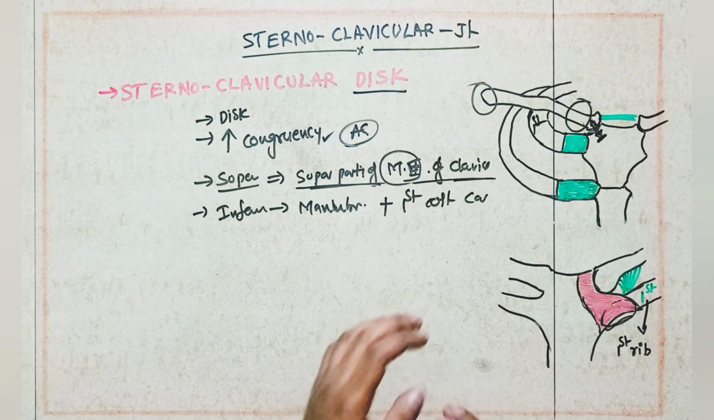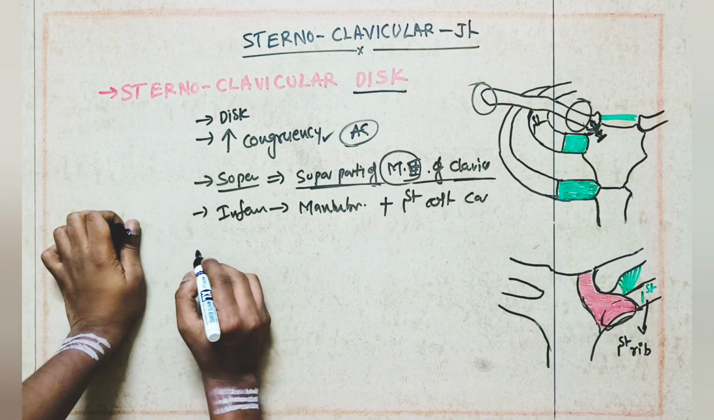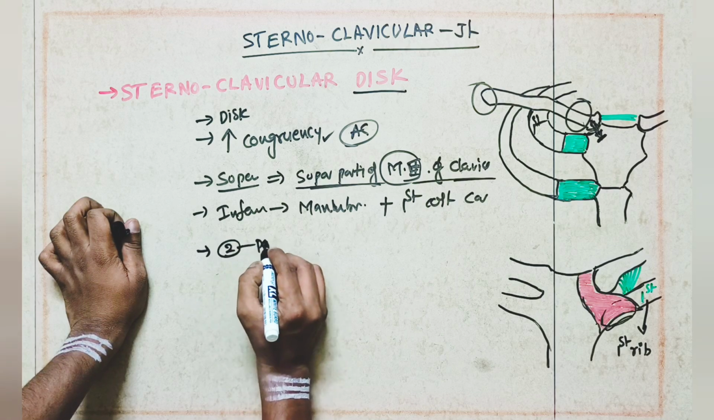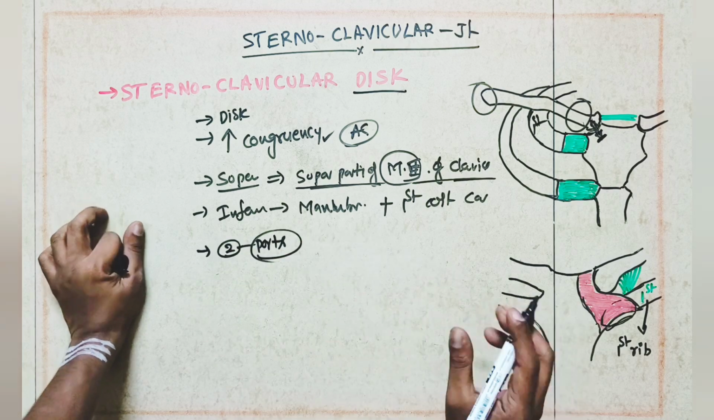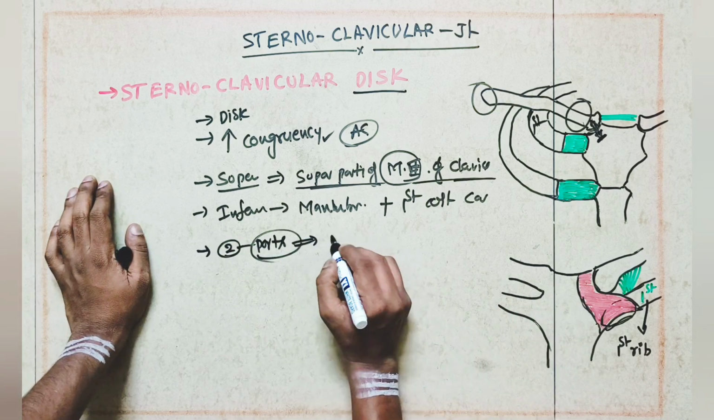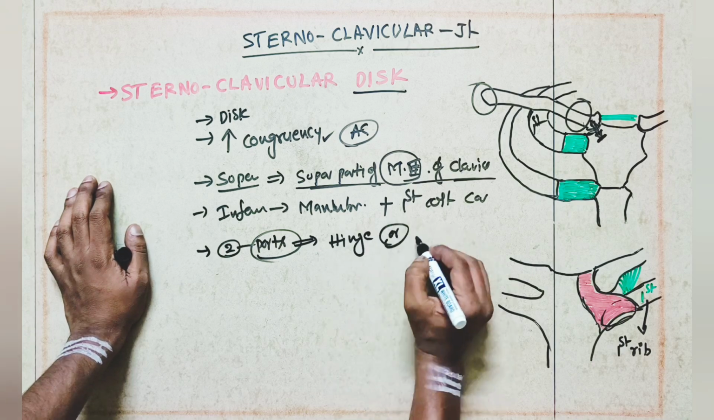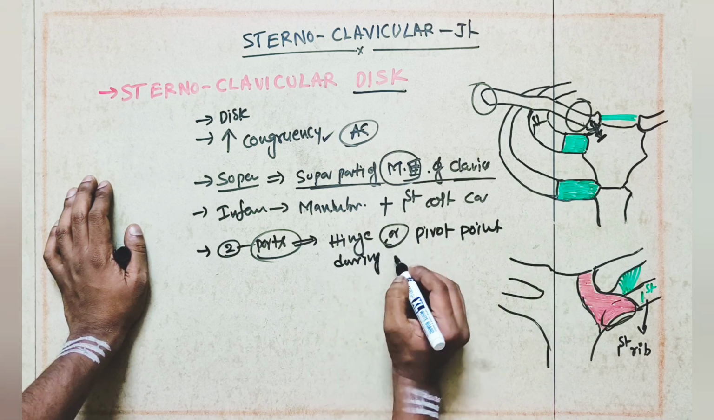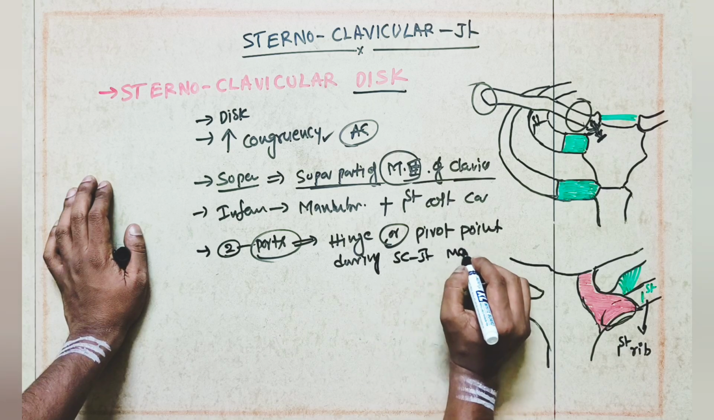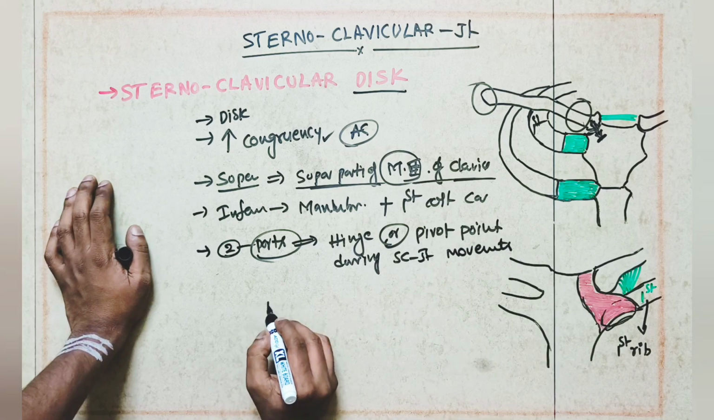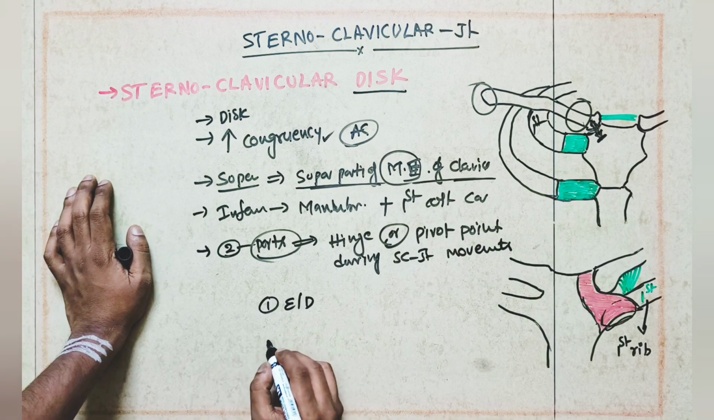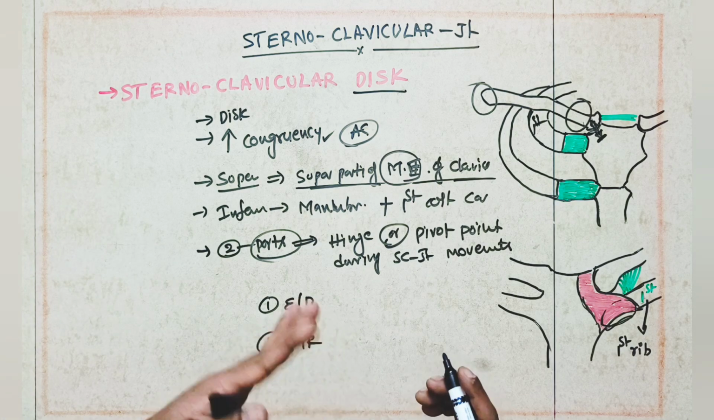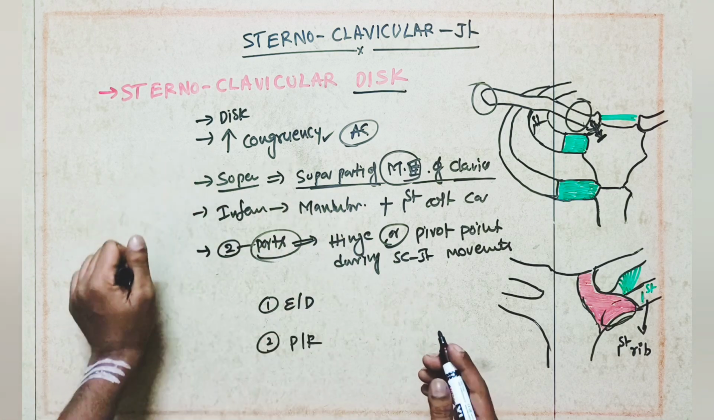Because of the presence of the disc, it divides the sternoclavicular joint into two portions, so that the disc acts as a hinge or pivot point during sternoclavicular joint movements. I'll explain this here. First we will take elevation, depression. Second we will take protraction, retraction. We already know what elevation and depression are; we saw them in the scapulothoracic joint.